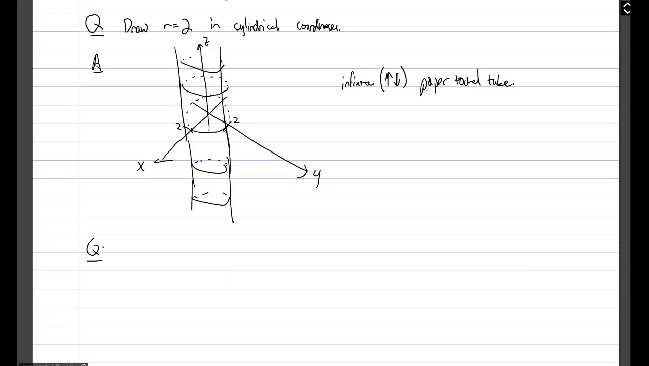I'd like to ask you to take a moment to draw r equals 0 in cylindrical coordinates. So perhaps pause the video, try this on your own.